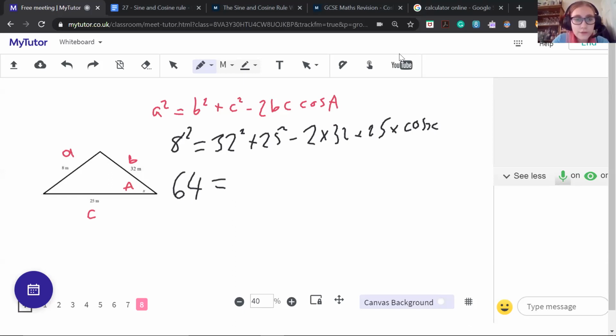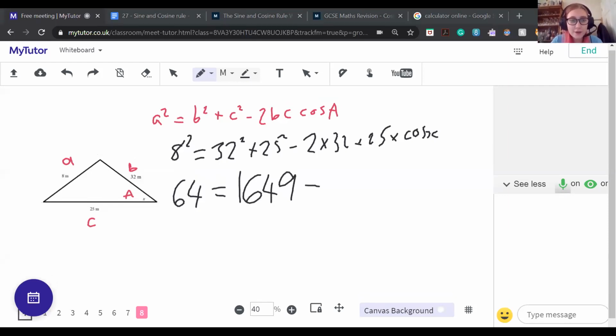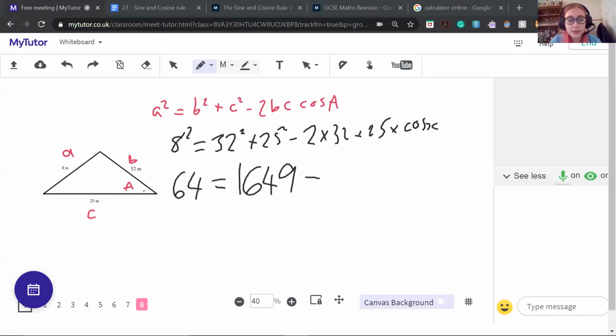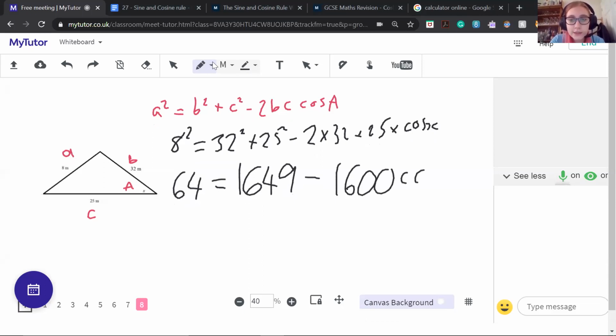So we just work out all of these. So 32 squared plus 25 squared, definitely not going to attempt that in my head. 32 squared plus 25 squared, 1,649 minus 2 times 32 times 25. 2 times 32 times 25, 1,600 cos x. And then this is just the trickier bit of rearranging.